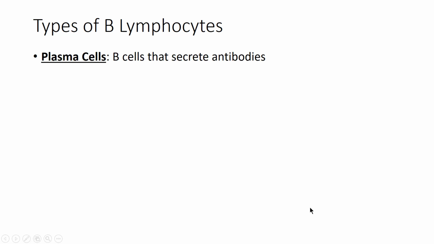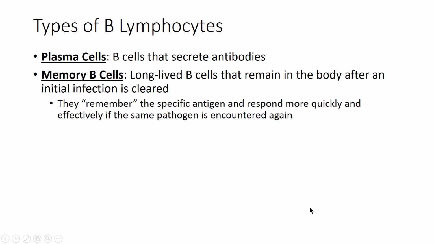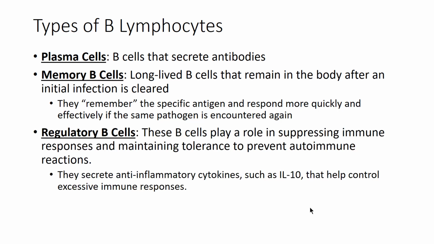So let's start off with B lymphocytes. One of the most important types of lymphocytes overall are plasma B cells, or plasma cells in general. These are B cells that specifically secrete antibodies. Memory B cells are those that have a long duration in the body. They quote-unquote remember the antigen, and this ultimately is where the term adaptive or acquired immunity comes from. It implies that you have a long-term ability to respond.